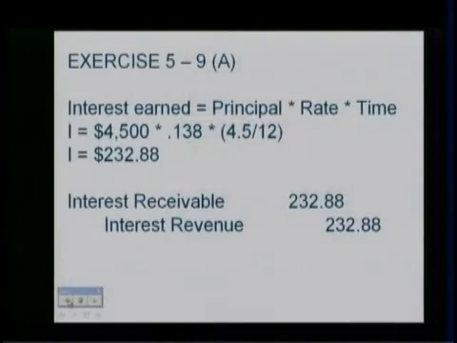Now, there are a couple of things you need to think about when you look at this problem. First, realize it's a 10-month note. It's not for an entire year. The second thing you need to note is that the annual interest rate is 13.8%. The third thing you need to note is that it was June the 15th. So realize that June the 15th is the middle of a month.